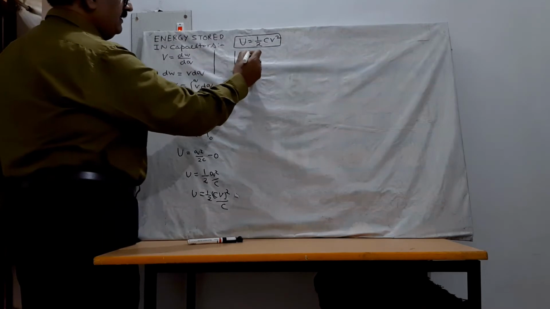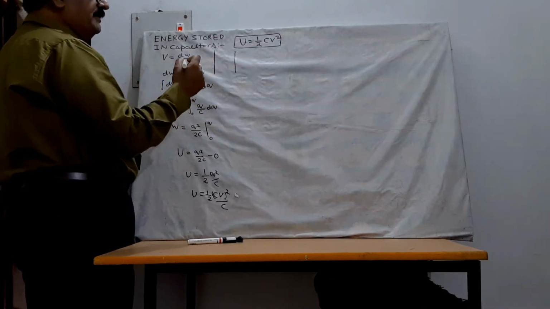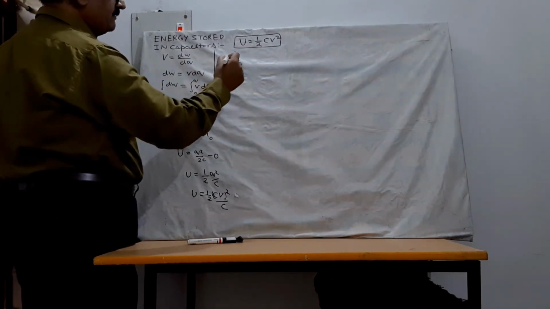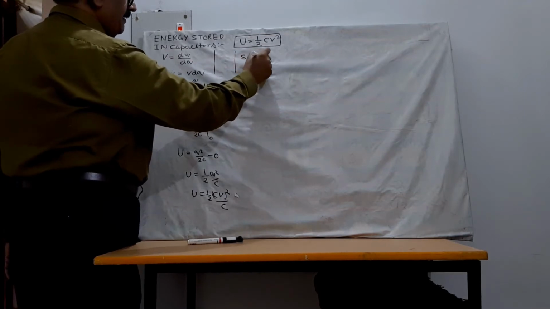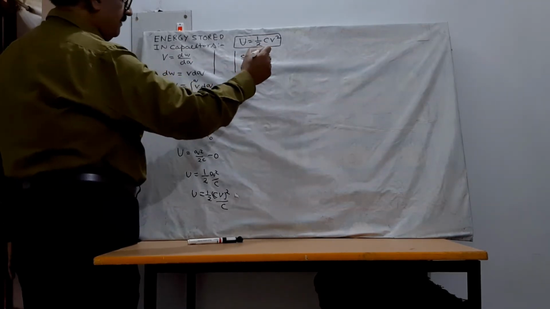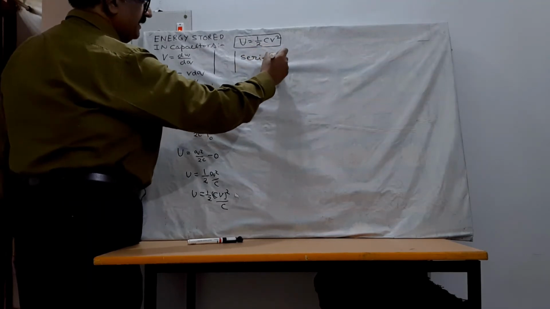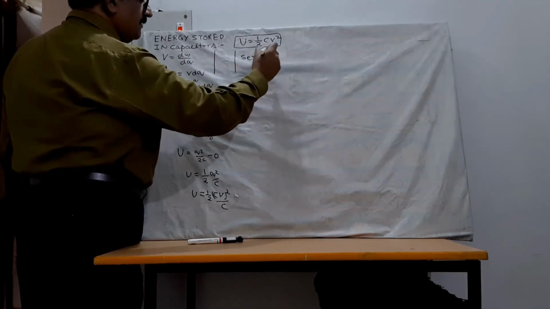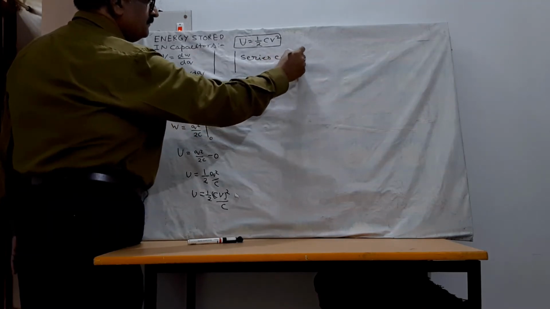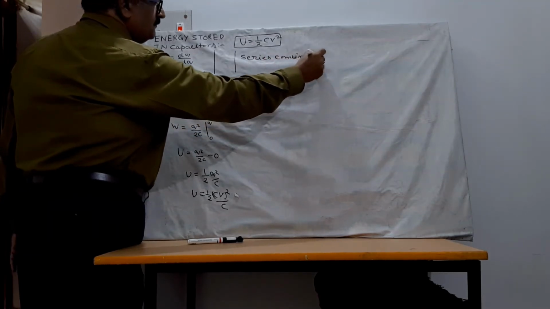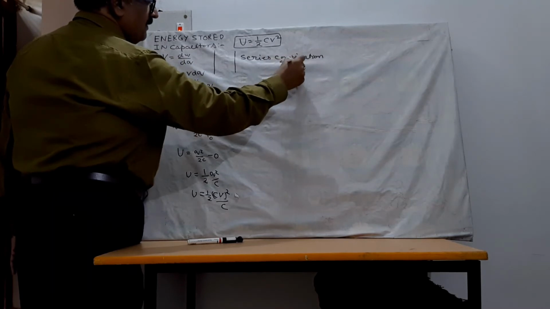Now next we will estimate the equivalent capacitance when capacitors are connected in series. Like you have studied the combination of resistance in series and parallel, here is the combination of capacitors in series and parallel. Series combination of capacitors.